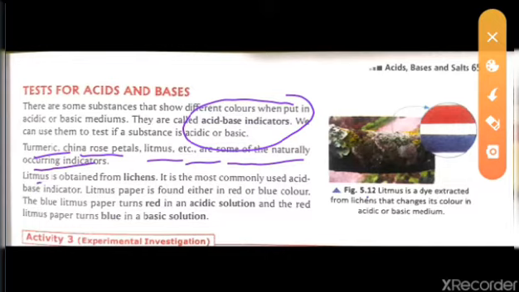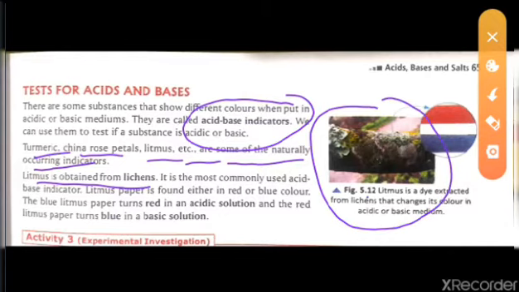Now litmus is obtained from lichens. So what is this lichen? In this diagram you can see that they are naturally occurring, found in plants. It is the most commonly used acid-base indicator. Litmus paper is found either in red or in blue. Maybe you have seen the litmus paper in the laboratory.